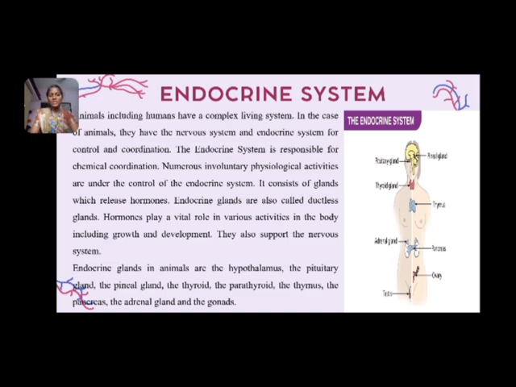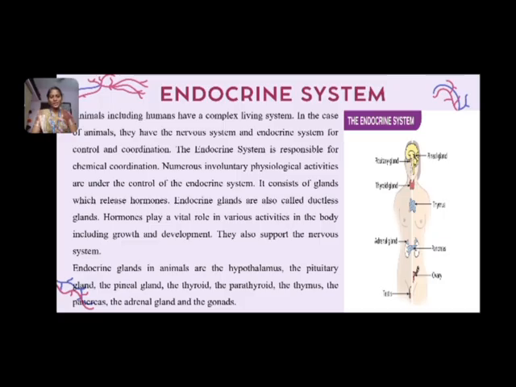It produces various hormones. The hormones play a vital role in various activities in the body, including growth and development. The endocrine system also supports the nervous system. Each gland has a specific function. For example, the hypothalamus is a control center in the brain that regulates the pituitary gland. The pituitary gland is also called the master gland. It produces hormones that signal other glands to release their own hormones.